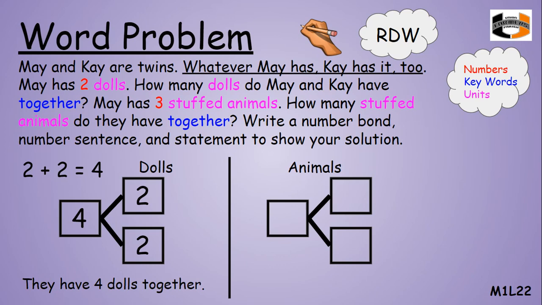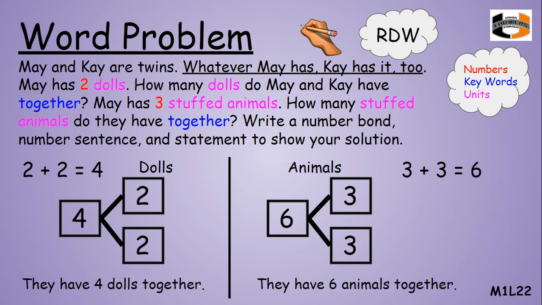The other thing we're supposed to figure out is how many animals they have together. May has 3 stuffed animals. And whatever May has, Kay has it too. So Kay has 3 stuffed animals. We're going to add those together. 3 plus 3 equals 6. So that is our total number of animals. And here's our statement. They have 6 animals together.